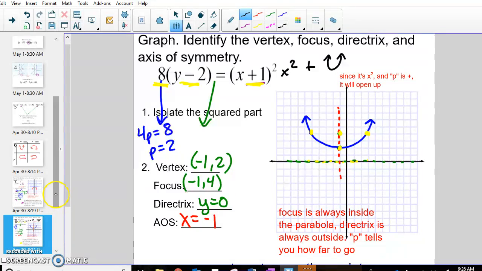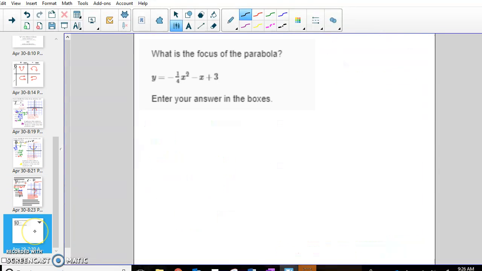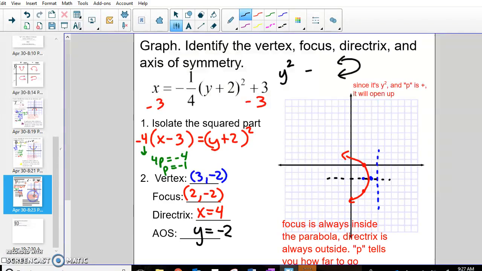So hopefully that helps a little bit with the placement of the focus and the directrix. I did notice on your quiz the couple of questions that you missed look like this. And so the difference from this equation and the ones that I was showing you here, this graph you can look at, but this graph is a y-squared. That's the only thing that's different. So if you have questions about that, let me know.